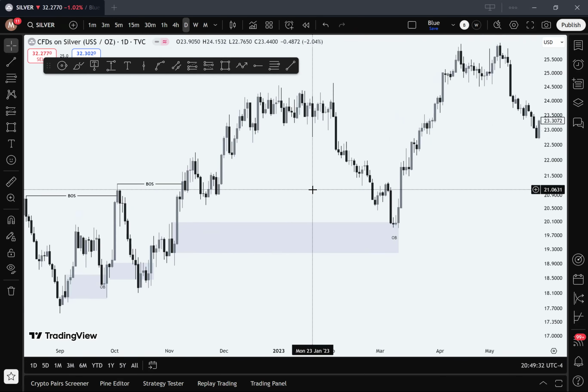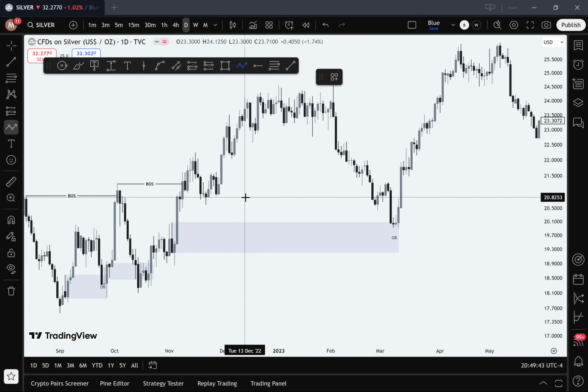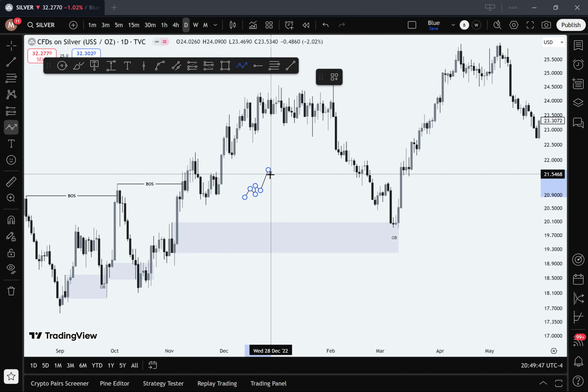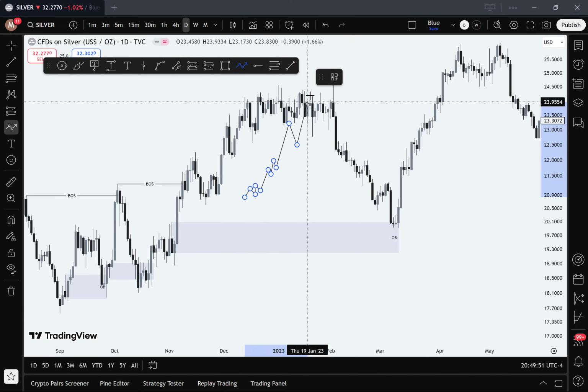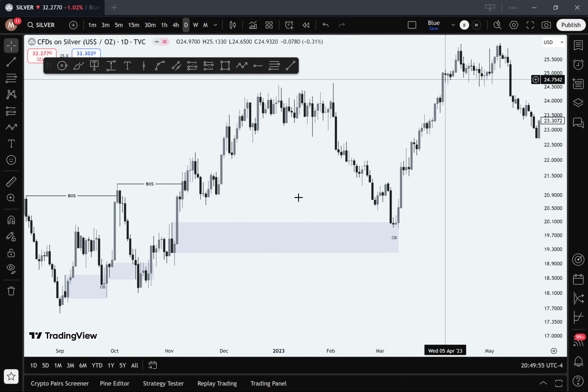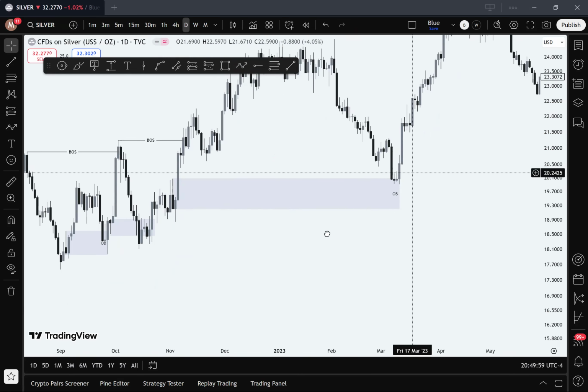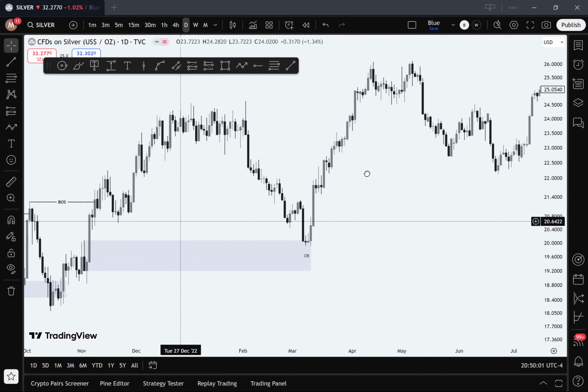The displacement is very, very important. I keep on mentioning displacement. You need an energetic move that breaks structure, not just these kind of moves. Okay? Not a move like this. Not this move to break structure. No. We need an energetic move that will break structure. Okay? And so when price came back to that other block, it did what? It went upwards.